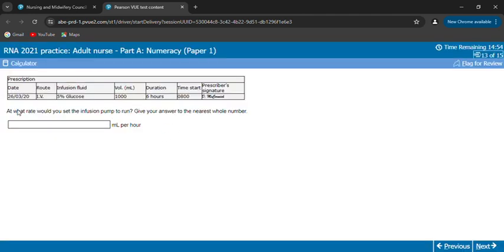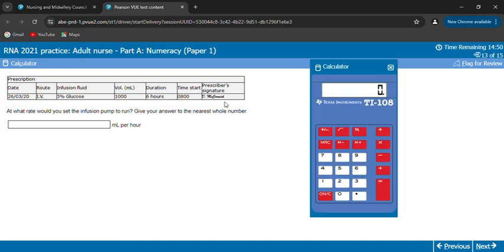Then they again give an infusion pump. Then we will again apply the same formula. What volume do we have? 1000 ml, duration 6 hours. That means we have to give 1000 ml in 6 hours. So at what rate would we run the infusion? Okay, so 1000 divided by 6 is equal to 166.66.